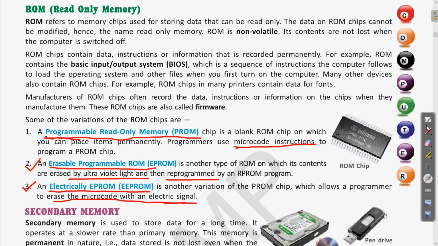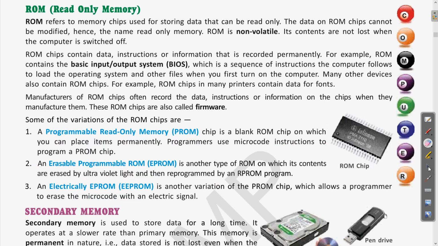And here you can also see a diagram of the ROM chip, which looks like this. There are various variations of ROM chips according to the different devices. The size will change, the shape, and the number of pins on the edges will also vary. So depending on the device in which you are going to use these ROM chips, the configuration of the ROM chips changes. Okay, let us erase this and move to the next topic.